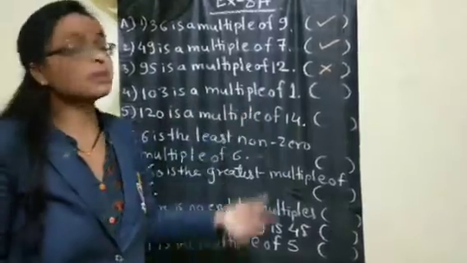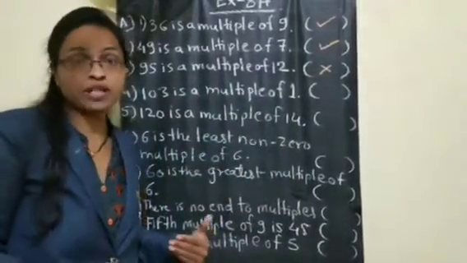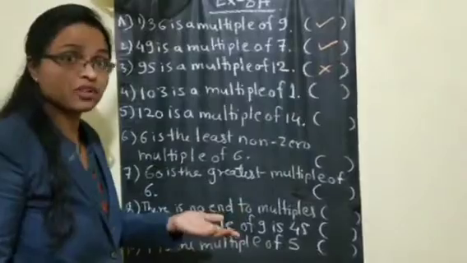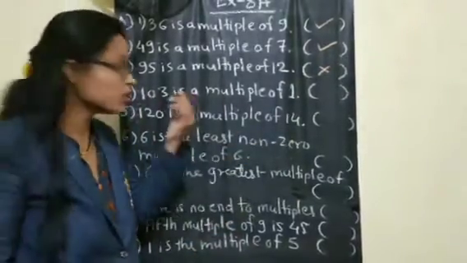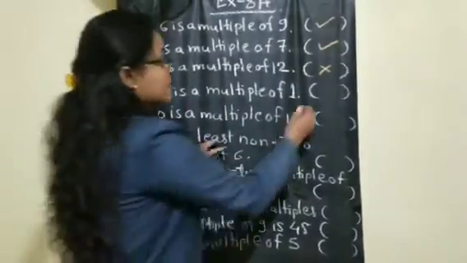103 is a multiple of 1. Just now in the property we have seen any number is a multiple of 1, because after multiplying with 1 only we'll get that multiple. So yes, it is correct.